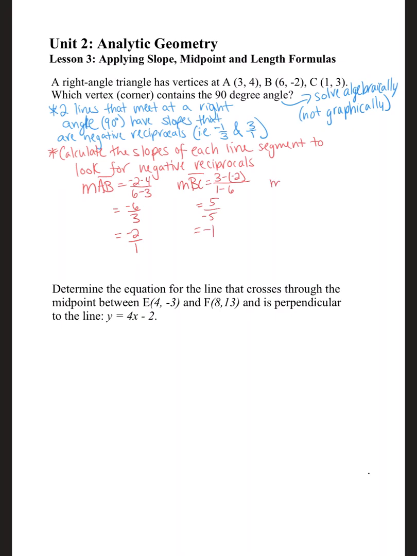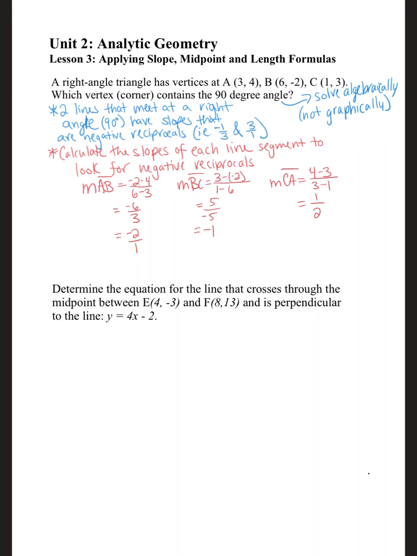And then our last slope we're going to need to calculate is from C to A. So from C to A, my y values are 4 minus 3 and 3 minus 1 for my x values. So we're going to have 4 minus 3 is 1, over 2, so 1/2. All right.